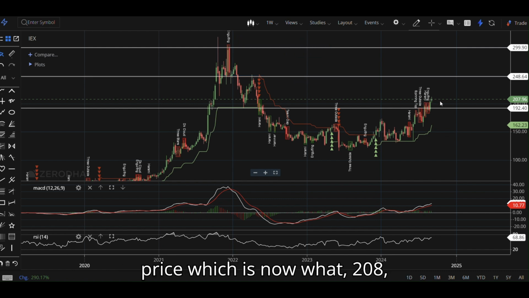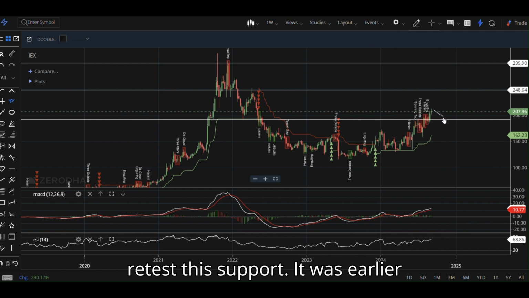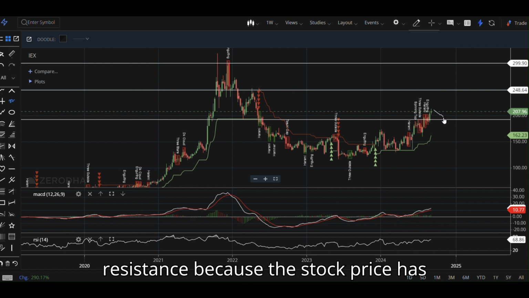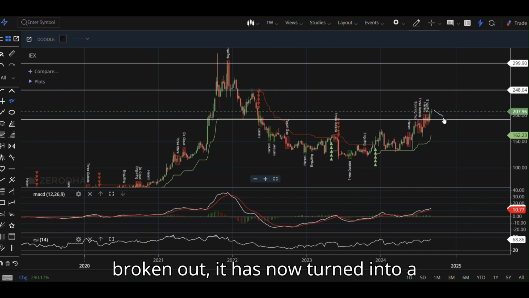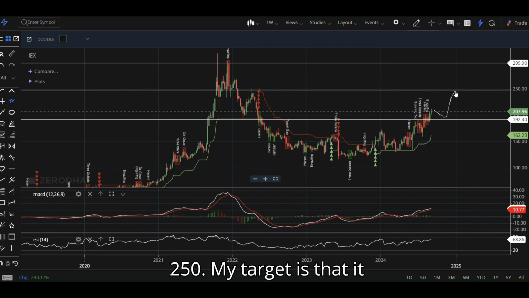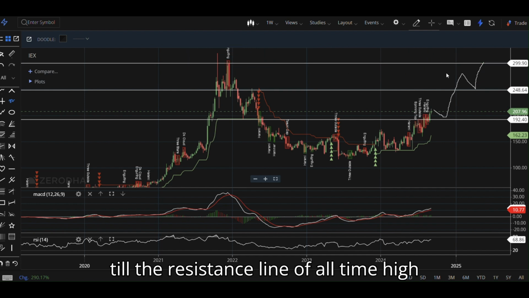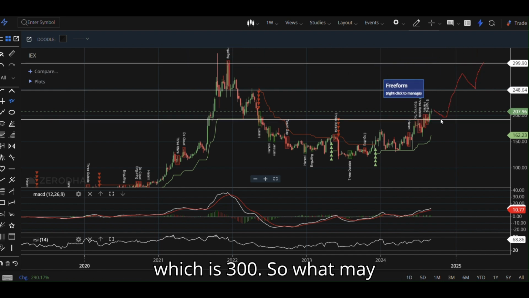So the stock price, which is now 207, 208, might go back to 192. Let me draw. The stock price might go back to 192 to retest the support. It was earlier a resistance, but because the stock price has broken out, it has now turned into a support. It may retest the support and then move towards 250. My target is that it may break out of 250, retest 250, and then go till the resistance line of the all-time high, which is 300.